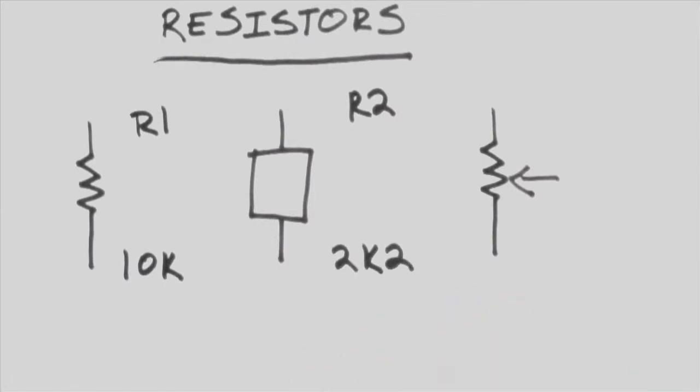Sometimes, instead of a decimal point, the K will be placed between the two numbers. So for example, 2K2 means 2.2 kilo ohms.